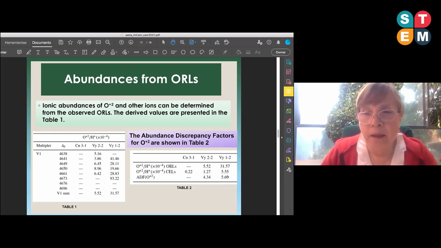We see that the discrepancy factor in the case of BY22 is more than 4, 4.34, and for BY12 is 5.69. What does it mean? It means that the optical recombination lines predict 4 times more oxygen plus 2 than the abundance predicted from collisionally excited lines, in the case of this object. In the case of BY12, the discrepancy is almost 6. This is very bad.